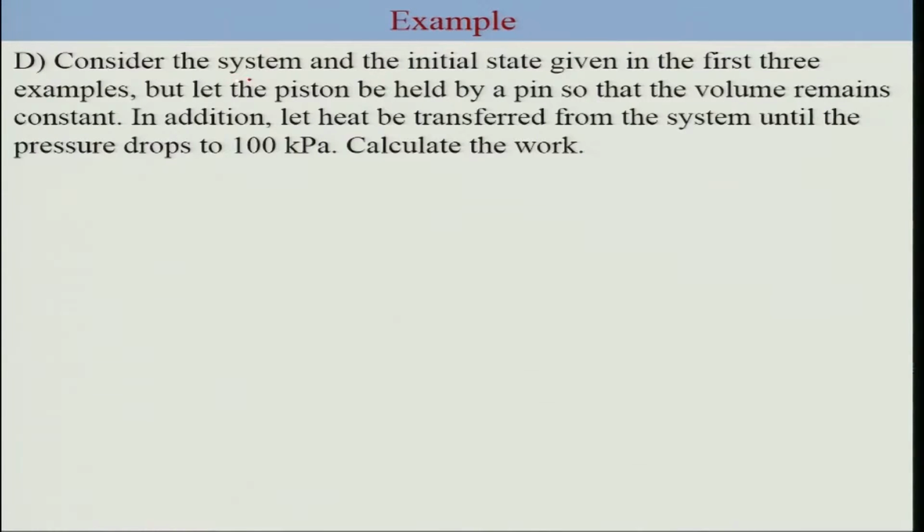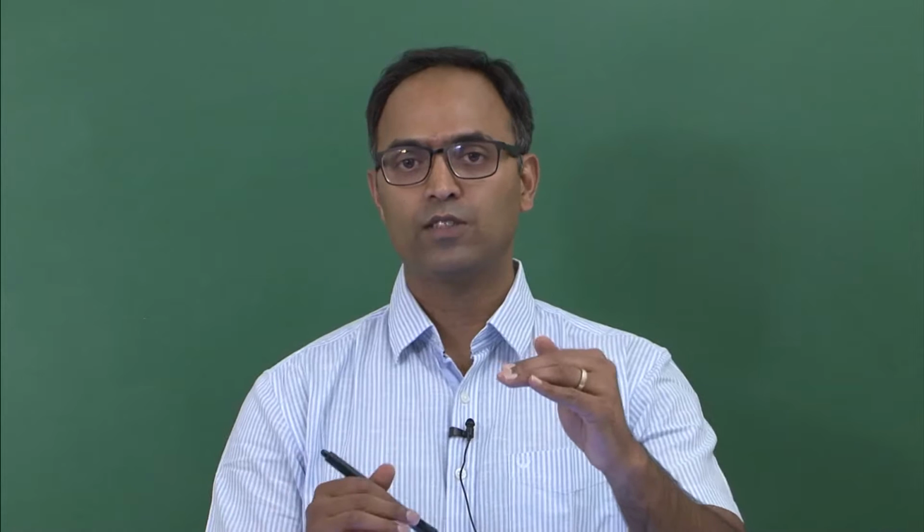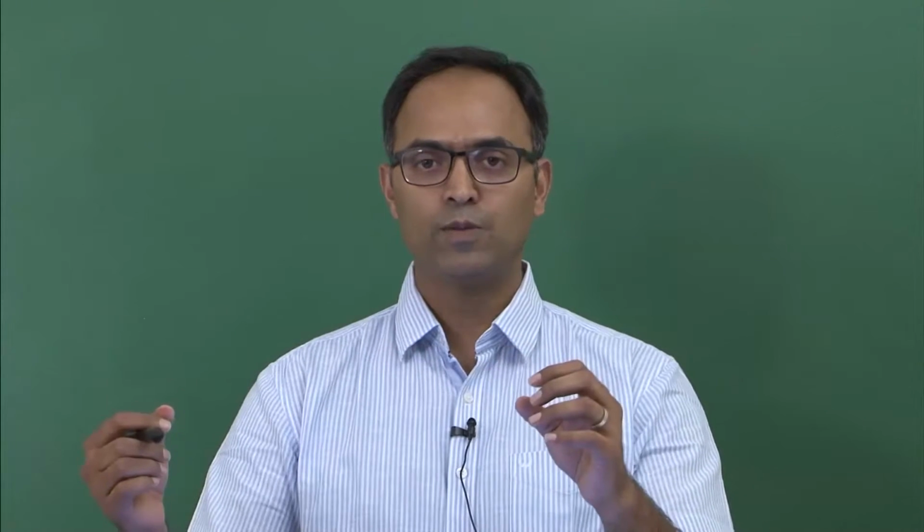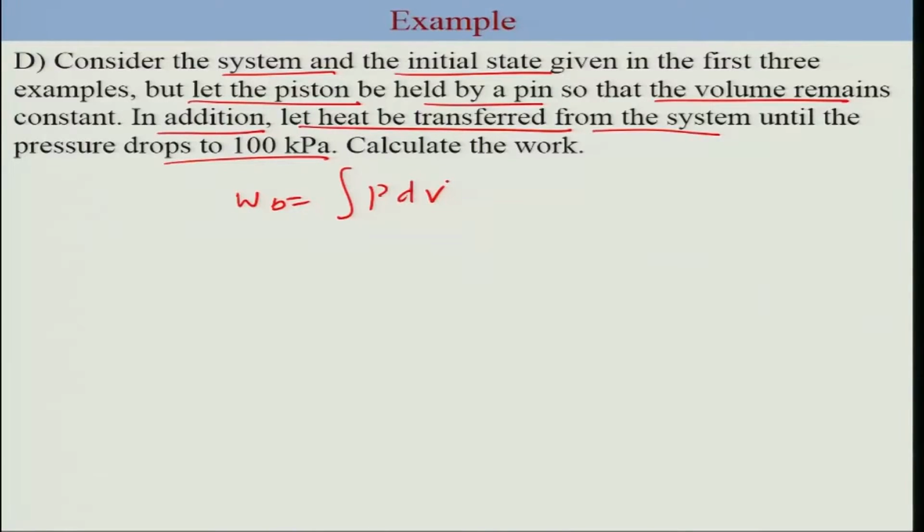So in this case you have the same system, same initial condition, but let the piston be held by a pin, which essentially means that the volume will remain constant in this process. In addition, let heat be transferred from the system until the pressure drops to 100 kilopascal. So you have a system where you do not allow the volume to move, but you allow heat to transfer from the system to the surroundings. So what will be the work? Work is dependent on the volume. The boundary work, particularly in this case, depends on the volume change, as we know from the expression. Now what is the volume change? Volume change is 0, and thus the work is going to be 0.